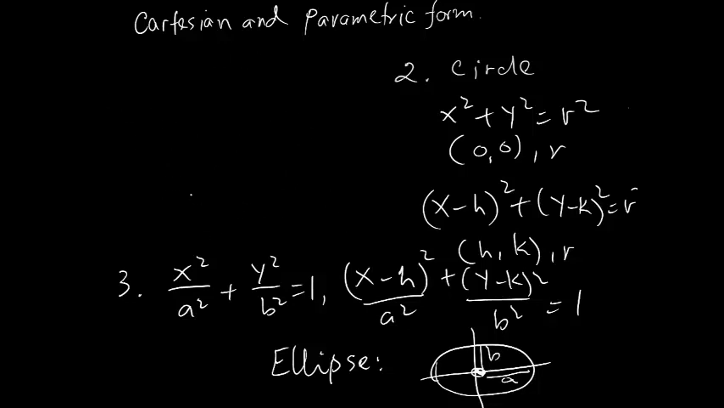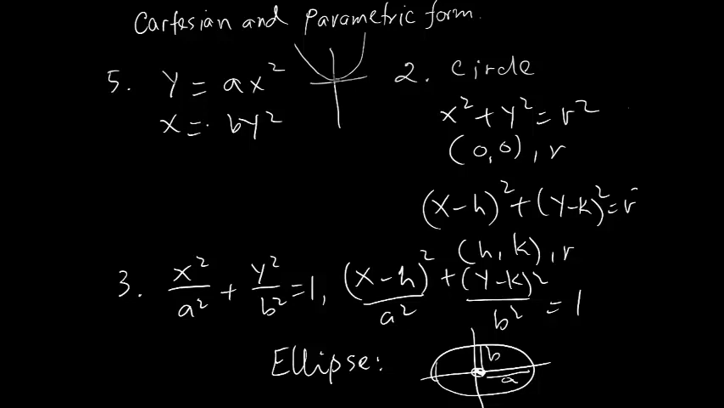Just one remaining, which is the parabola, like y equals x squared or x equals y squared. The first one, y equals a x squared will be something like this. And then the next one, x equals b y squared will be something like this, right? Yeah, like that. Okay, so these are the graphs.